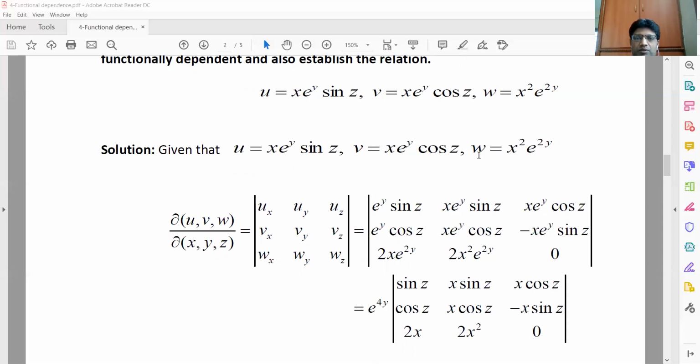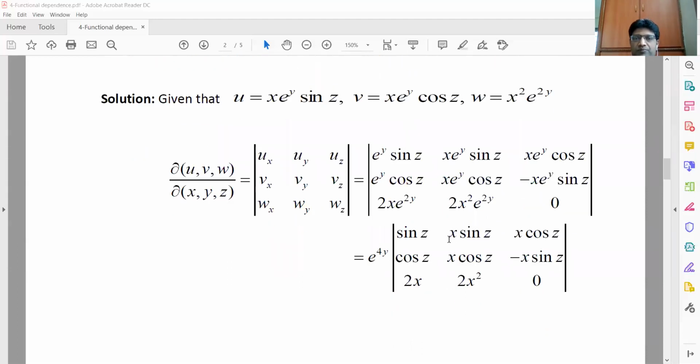Next, w with respect to x is 2x e power 2y. With respect to y, x square as it is, for e power 2y, for 2y it is 2. Here there is no z term, therefore w with respect to z is 0. Now we have to expand this one.